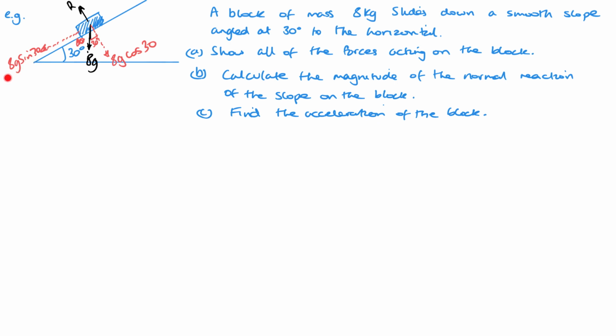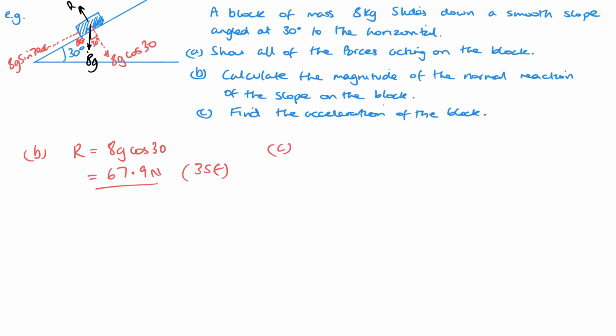So this is the force acting down the plane. This is the force then which will be balanced out with my normal reaction. Okay, later when we look at friction, these are the forces that are going to become quite important. So we've done all the forces acting on the block. We want to find the magnitude of the normal reaction. So part B, the normal reaction is going to be equal to my 8g cos 30. So that's 8 times 9.8 times cos 30, which is 67.9 newtons to 3 significant figures.